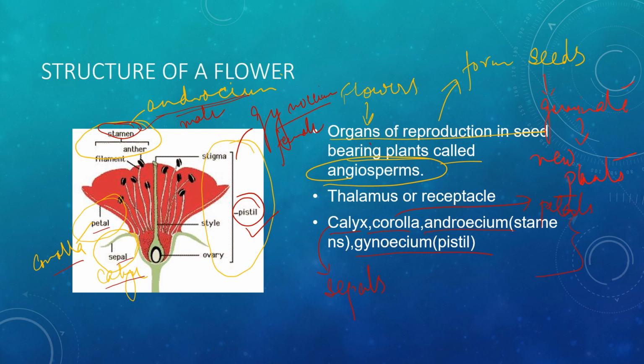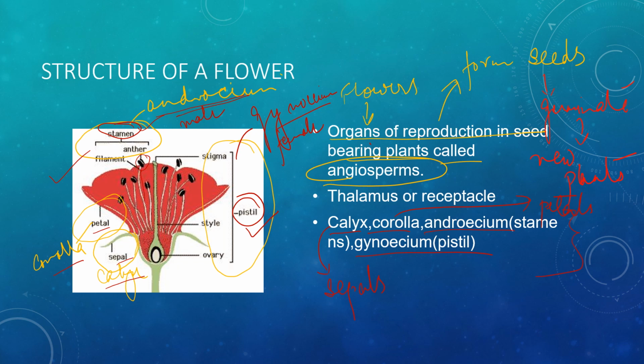Now these all take part in reproduction, and this is the structure of a typical flower. This is a very important diagram. Please do learn this diagram with all the labelings which I have done here. The stamen consists of the anther and the filament. This is the anther part and this is the filament part.